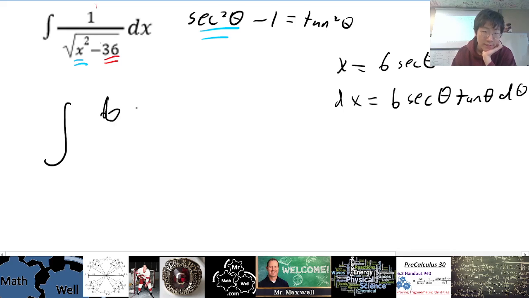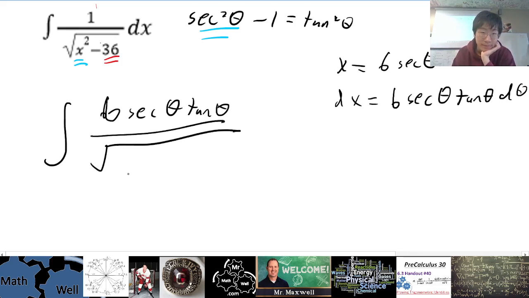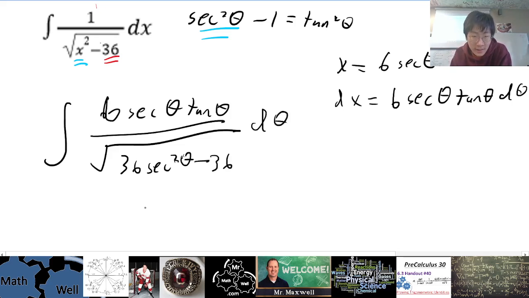All right, so now we're going to have 6 secant theta tan theta over root, and this is going to be 36 secant squared theta, because remember, our x is not just secant theta, it is 6 secant theta, so we have to square all that. So we have 36 secant squared theta minus 36, and just add a d theta on the end. All right, let's begin our simplification.